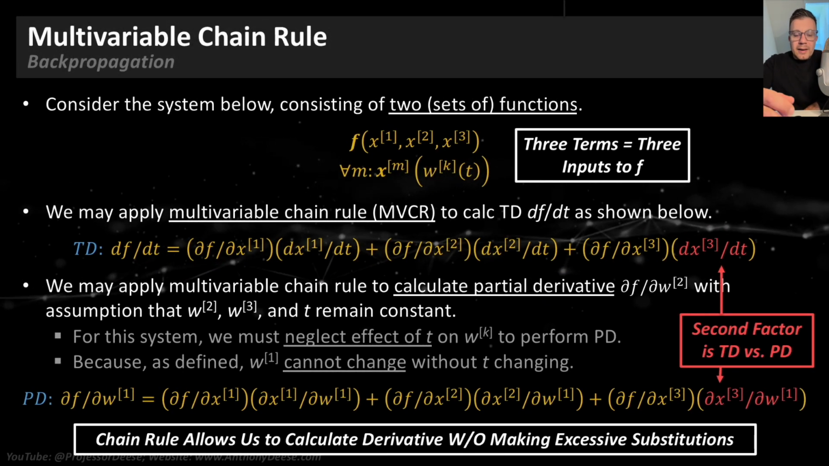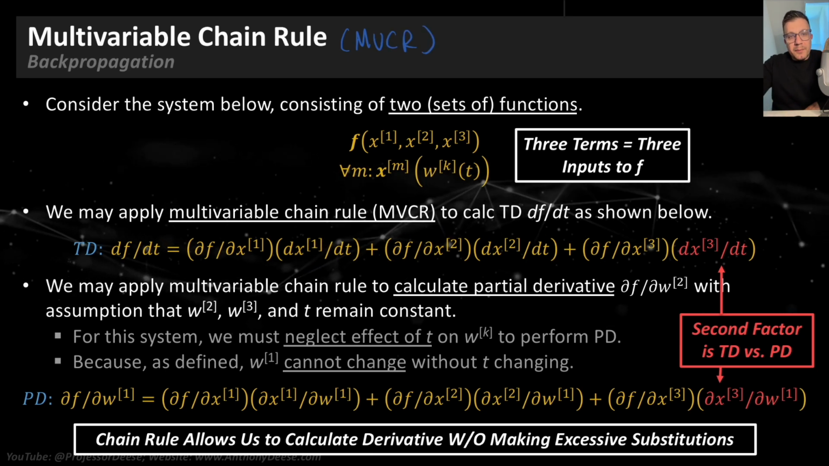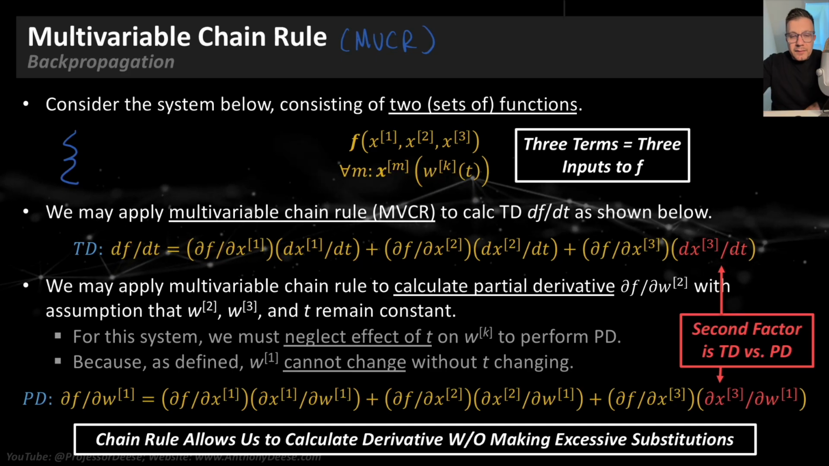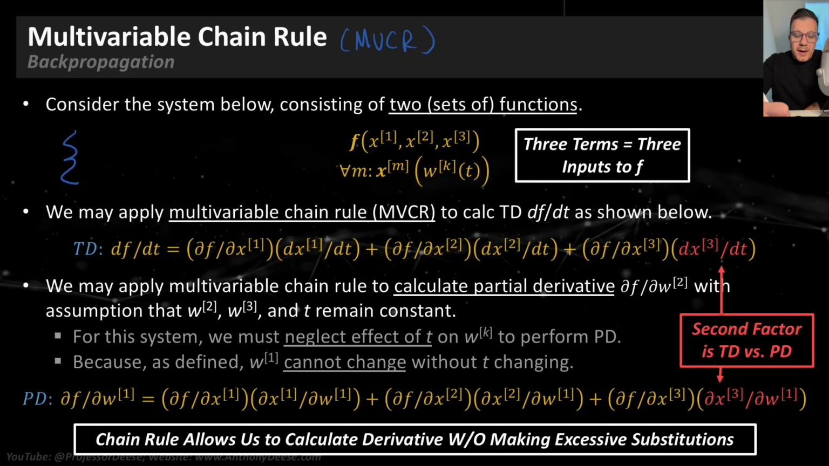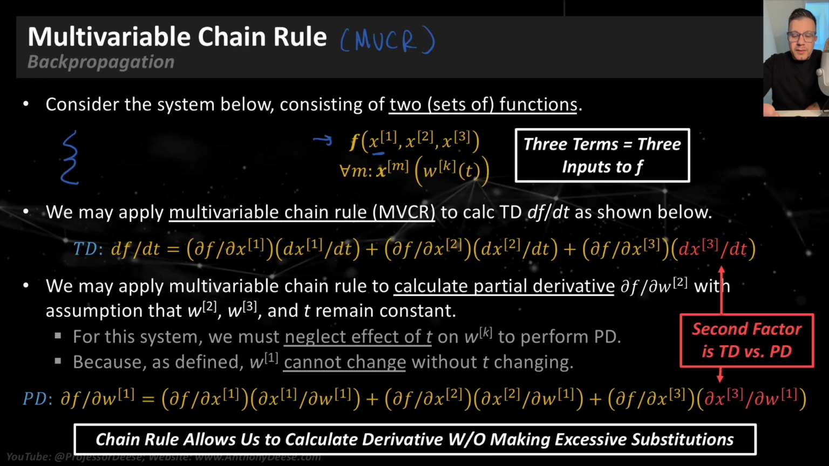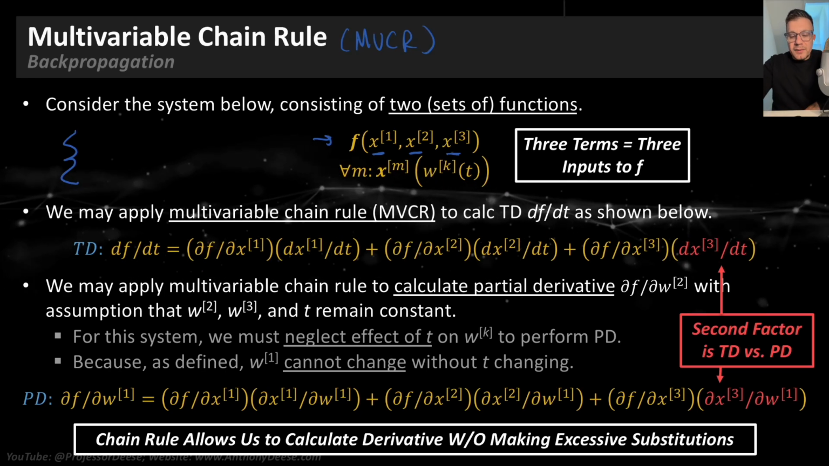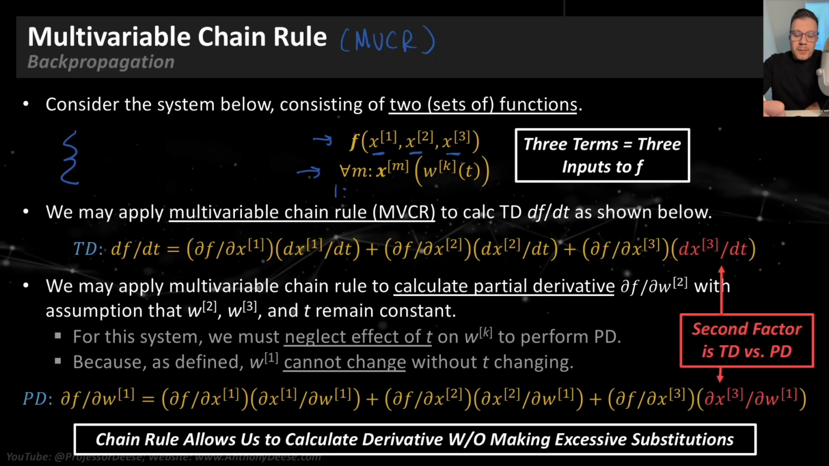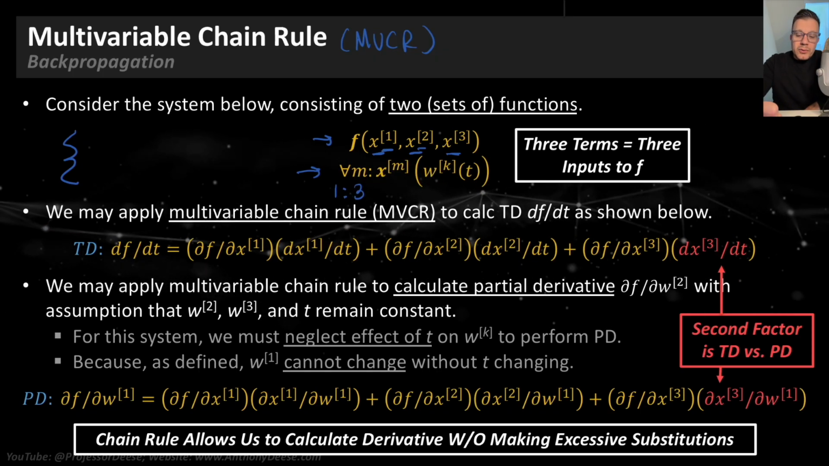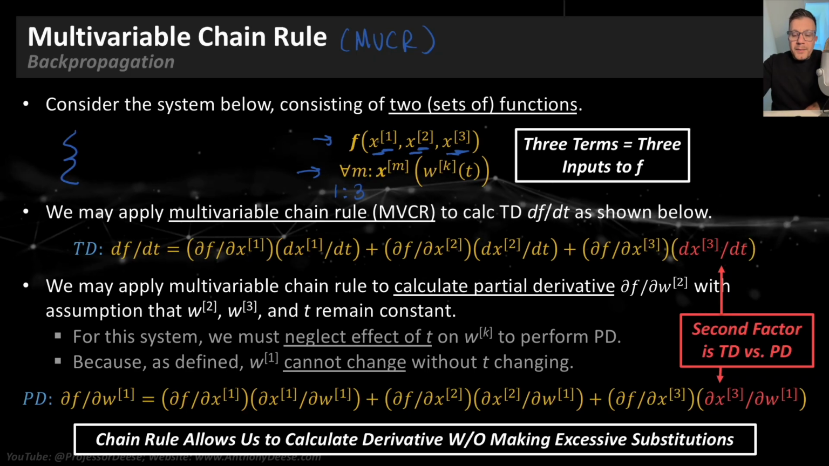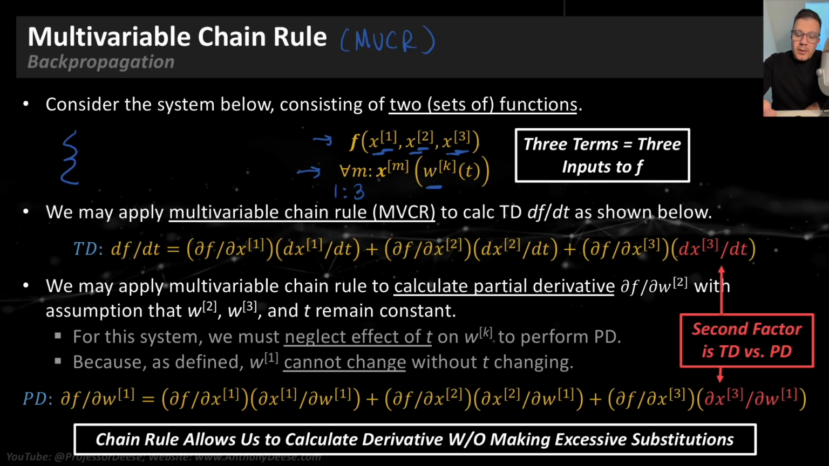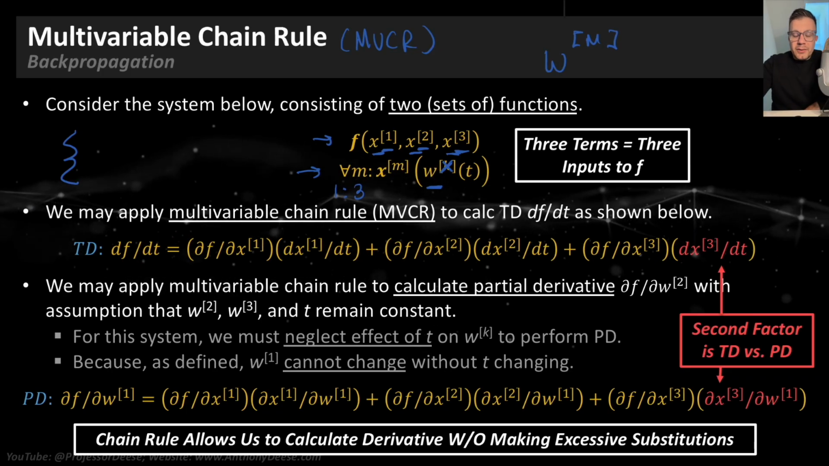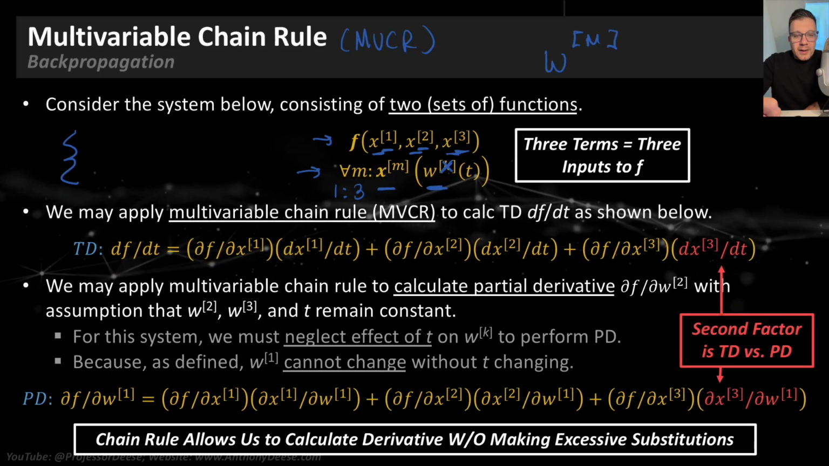Next, we apply the multivariable chain rule to both total and partial differentiation. For that purpose, we employ the system shown here. It consists of two functions, or two sets of functions. The main function, f, accepts 3 arguments, x1, x2, and x3. Those arguments, those variables, are then defined below the main function. So for all m, and we know that there are 3 elements of m, 1, 2, and 3, x superscript m is shown to accept a single argument w superscript m. So what we see is that each argument is unique to its function.